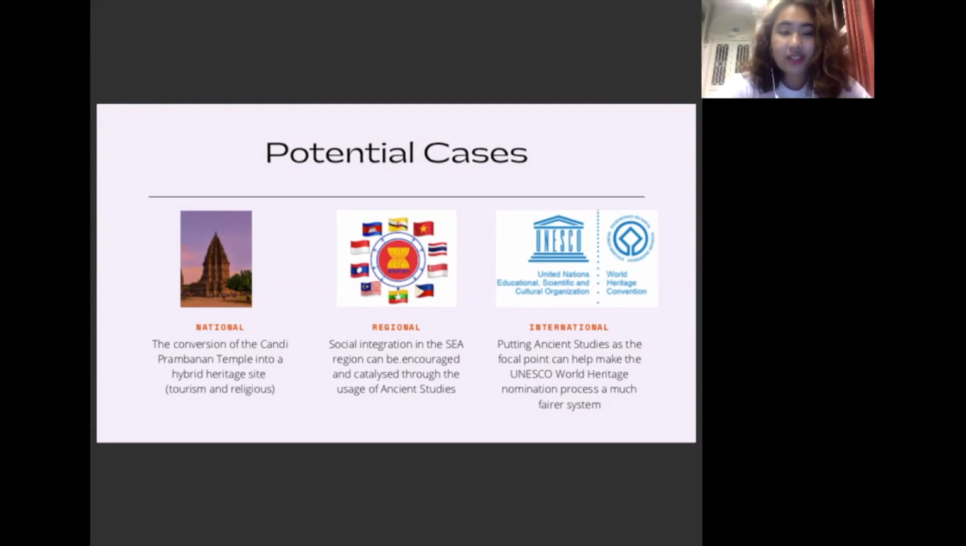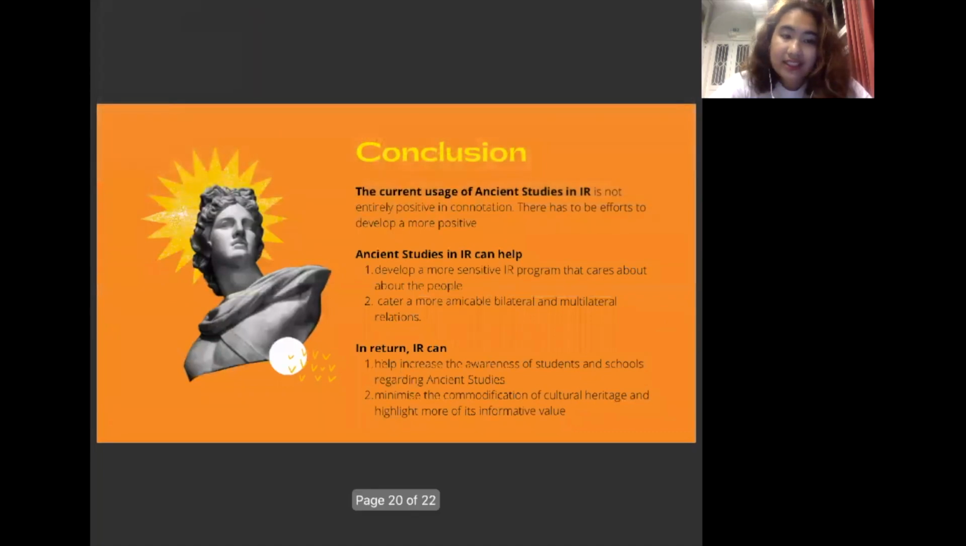In conclusion, in a sense, the current usage of ancient studies in IR is not entirely positive in connotation. There have to be efforts to develop a more positive role of ancient studies in IR. Ancient studies can help IR in two things. One being in developing a more sensitive IR program that not only cares about the interests of a country, but also its people, which will then help bring us to number two, which is to help scholars understand more of themselves and other countries, hence catering to more amicable bilateral and multilateral relations of countries.